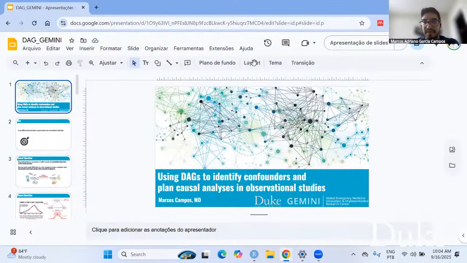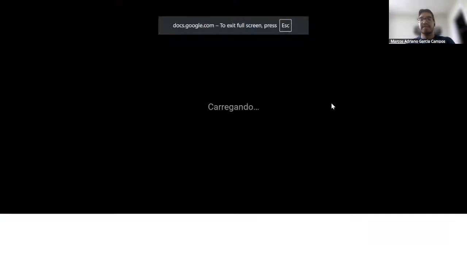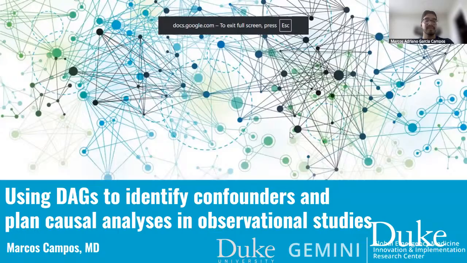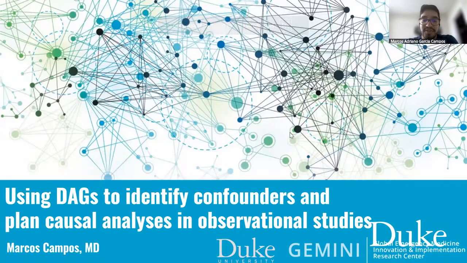So today's issue is using DAGs to identify confounders and plan causal analysis in observational data, in observational studies. I'm Marcos Campos. I'm a physician in Brazil and a Gemini collaborator at Duke University.